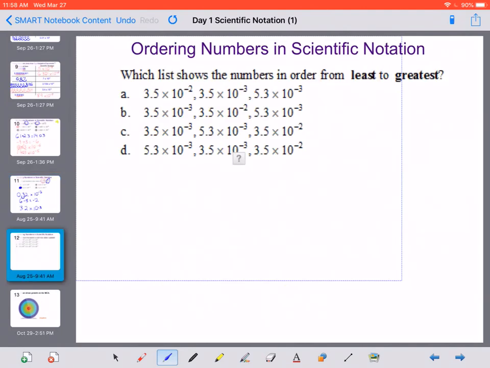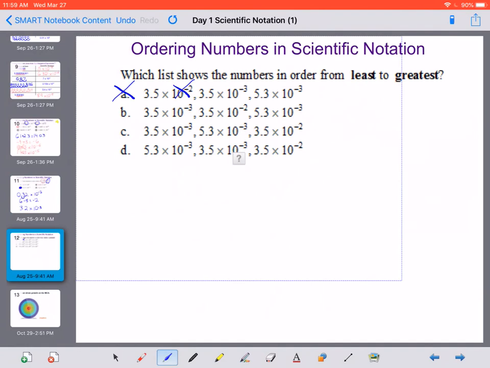Last one, which list shows the numbers in order from least to greatest? So, well, if we look at the first one, we see negative 2, and all the rest of them are negative 3s. So, I know that negative 2 in any case is going to be bigger than negative 3s. So I can cross off the A one because negative 2 is not going to be smaller than negative 3.